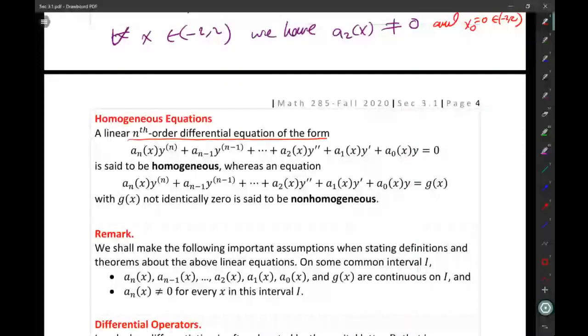But if this g(x) is not equal to zero, this is called non-homogeneous. If the function g(x) is equal to zero, I mean on the right hand side, it is homogeneous. But if g(x) is not equal to zero, then this is called a non-homogeneous differential equation.